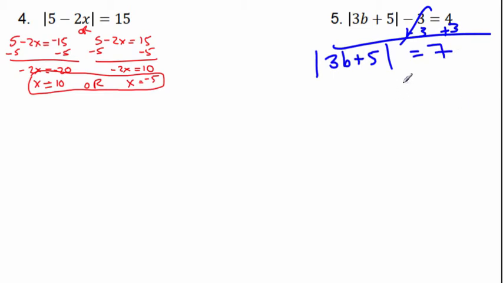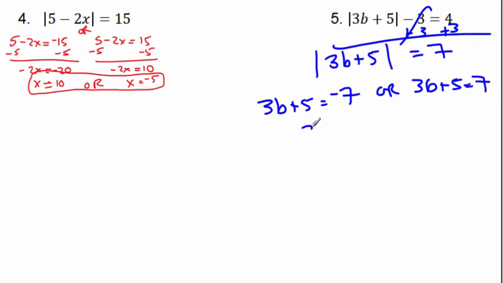Now you write your two equations. I'm checking 7. It's positive. Good to go. So I can write my two equations: either 3b plus 5 equals negative 7, or 3b plus 5 equals positive 7. So we solve each one of those equations. Here we go. Minus 5, minus 5. That'll give us 3b equals negative 12.